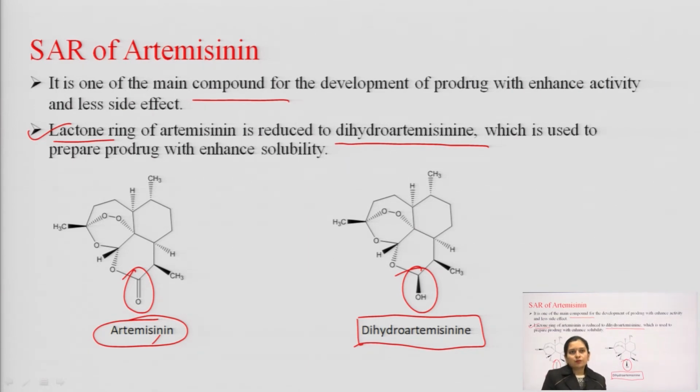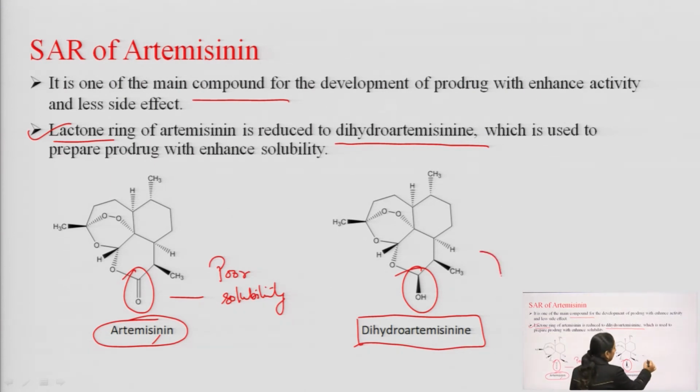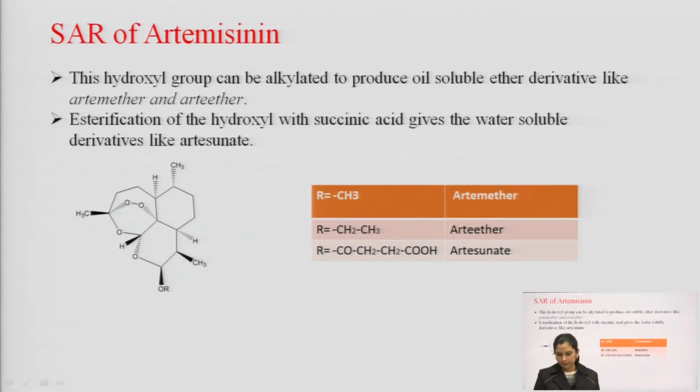So, this lactone ring of artemisinin is reduced to dihydroartemisinin, which is used to prepare prodrugs having high solubility. If we see artemisinin, it has a poor solubility, but this moiety is available with high solubility. Through this we can understand that the reduction of the ketone group to a hydroxyl group leads to high solubility.